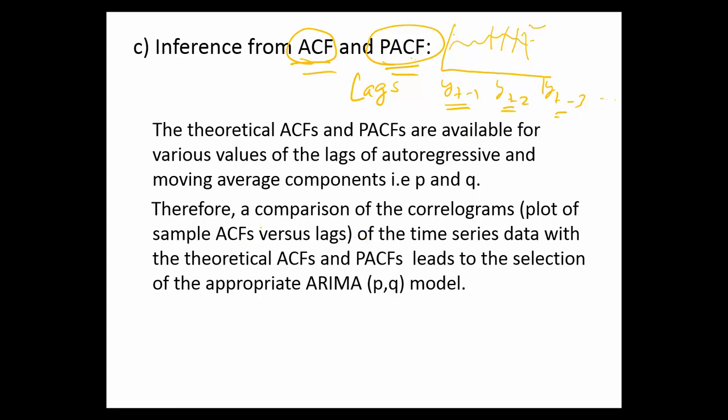So to know that, we plot what is known as a correlogram. A correlogram is nothing but the plot of the ACF function with respect to the lags. By looking at the ACF and PACF with respect to the lags, we select the P and Q values in ARMA: the P value in AR and the Q value in MA. In ARMA we have two parameters, both the AR and MA parameters, P and Q.